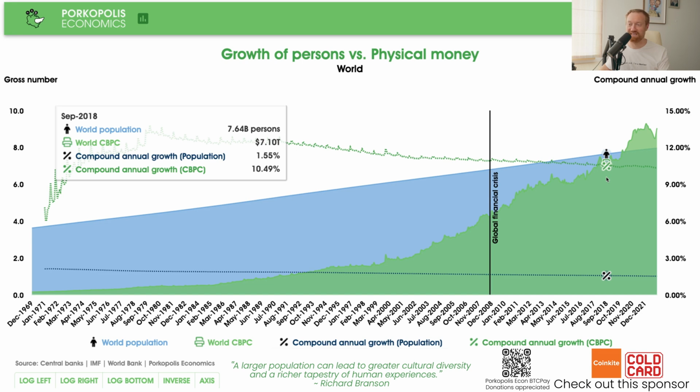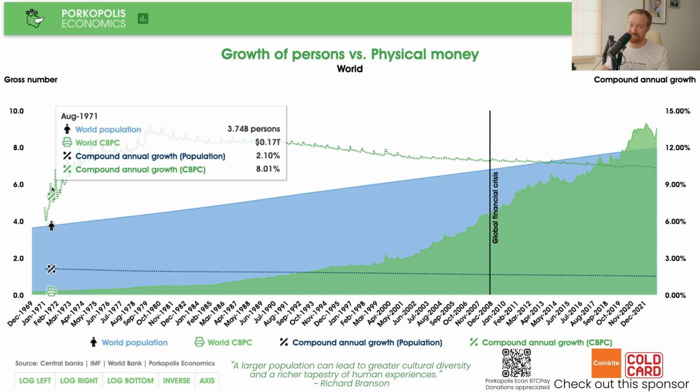Both have been decreasing, it is true, since the 1980s. But in the case of physical cash, it's actually a higher growth rate than it was in the 70s and presumably earlier. I don't actually have that data. I haven't done those blended growth rates. I'll do that in the future.